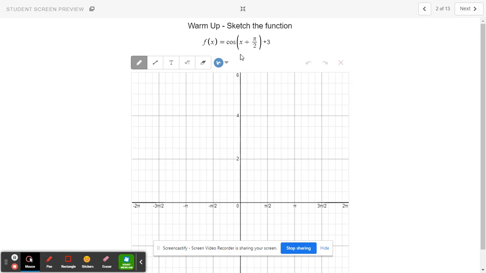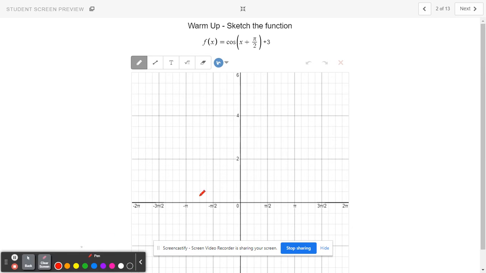Next example is a cosine. Here we have an h and a k. The amplitude is 1. We're going to shift this pi halves units to the left, and we're going to shift it up 3 units. So we are going to have a midline at 3. Our max will be 1 above that, and our min will be 1 below that. So our maximums are going to be at 4, our minimums are going to be at 2 for this graph.